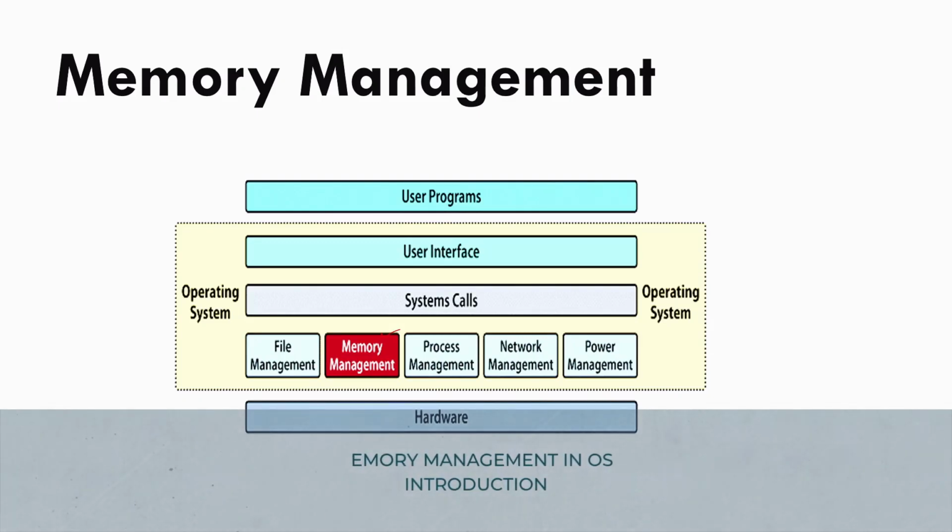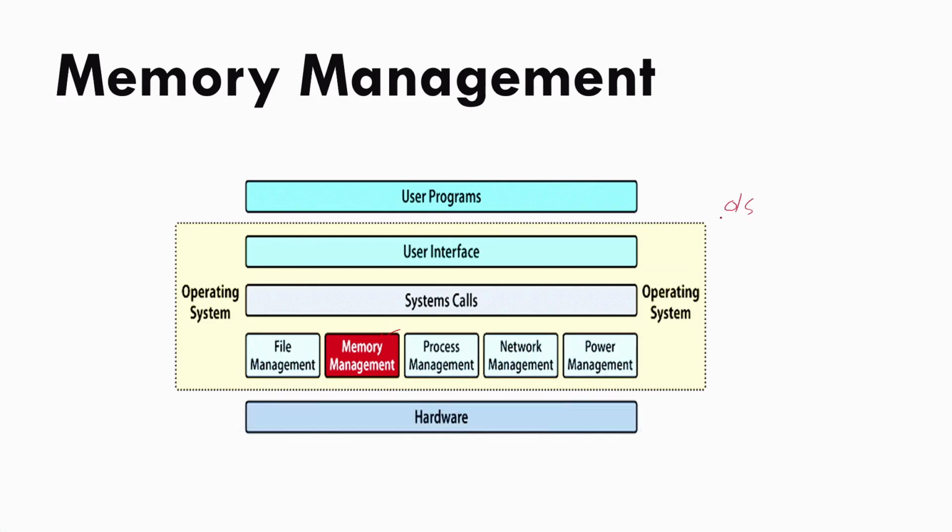Memory management. Memory management is one of the very significant functionalities that the operating system performs, like file management, process management, network management, power management. Apart from these, memory management is also a very important function that the operating system performs. The main objective of memory management is controlling and coordinating the computer's main memory.